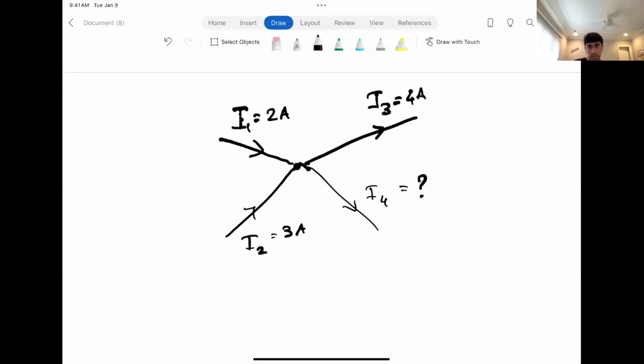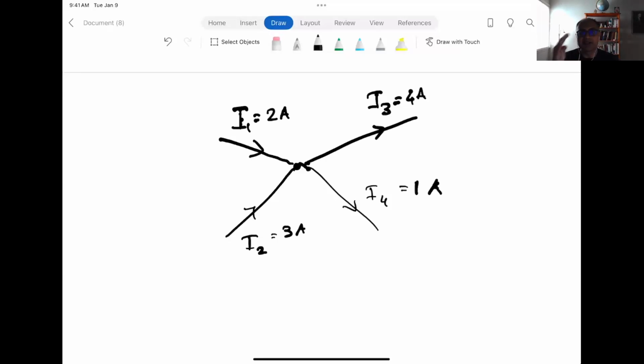Yes, exactly. So I4 must be 1. So the total amount of current per second, the total charge being brought into the junction by the incoming currents, must equal the total charge being removed from the junction by the outgoing currents, because you never have charge being built up, charge being stored in the junction. That can't happen. Is that clear to all of you?